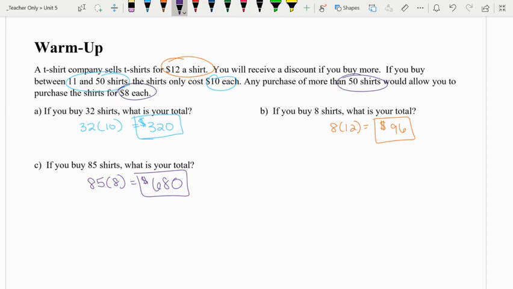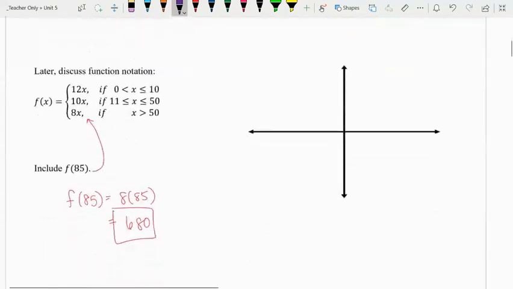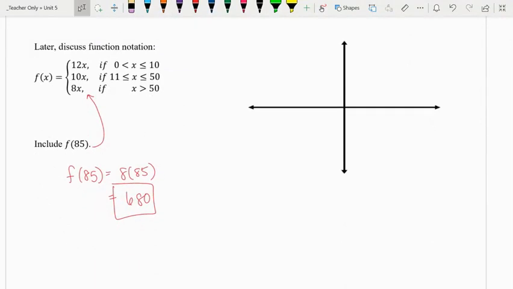So 85 times 8. Now once you went down here, you might have looked at this, but maybe you didn't, and that's fine. But this notation is called piecewise notation, and this is what we're working with today. If you notice, this completely describes the scenario that we have above, x representing the number of shirts.